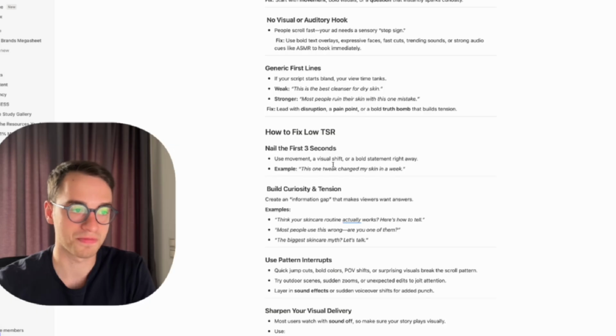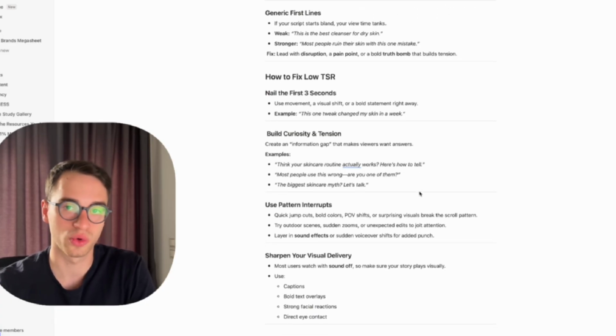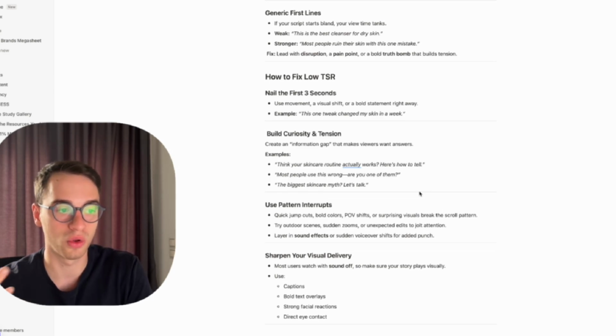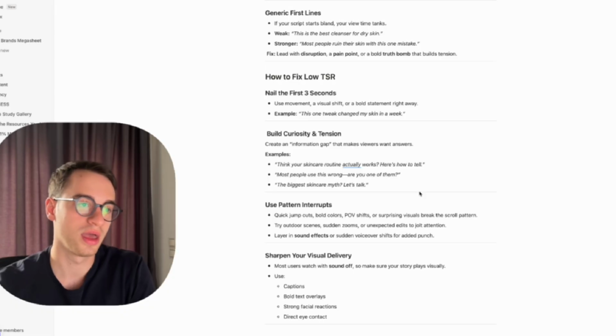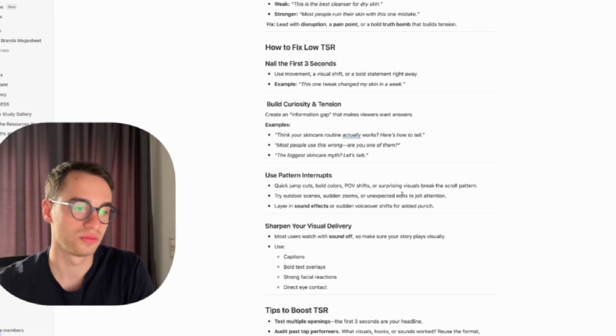And again, how you fix a low thumbs up ratio is very similar to how you yield a higher click-through rate, because like we just said, they are very interconnected here. So make sure you use quick jump cuts, very, very bold colors, pattern interrupts, and any kind of sound effect that can cause the user to stop here.